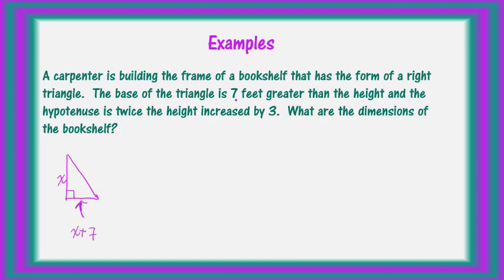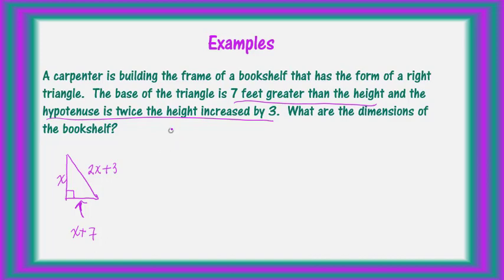Next, we're told that the hypotenuse is twice the height. The height is x, so twice the height, 2x, increased by 3. So that will be plus 3. Now we have a right triangle, and we have labels for each of the sides of the right triangle.